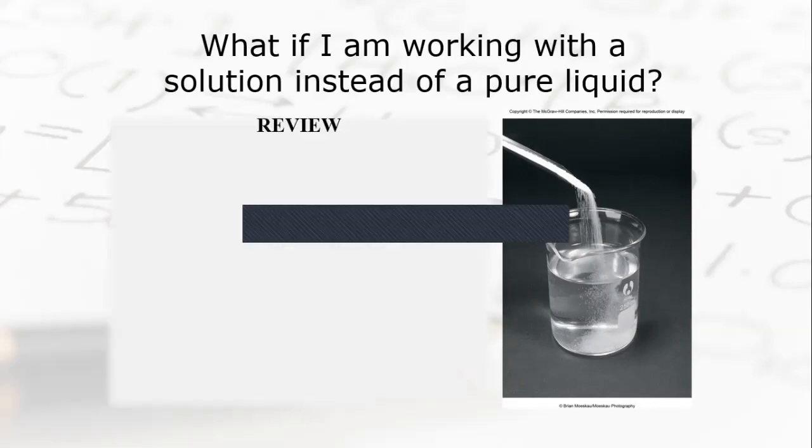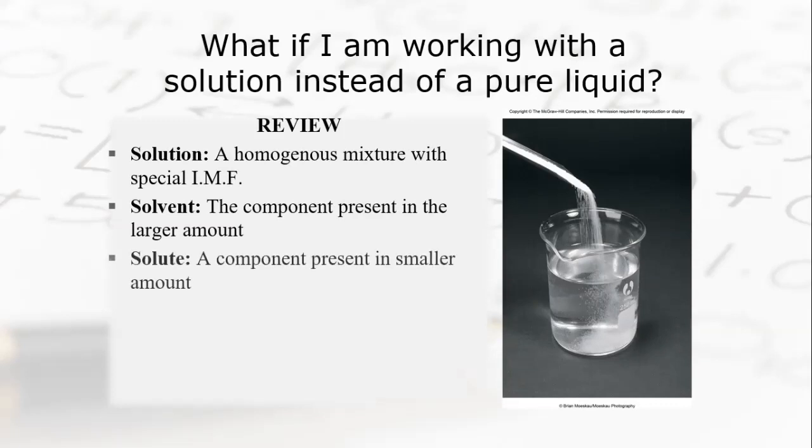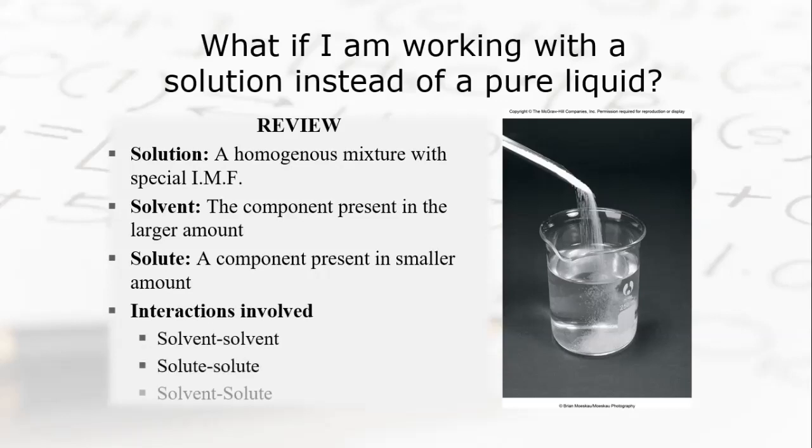Remember that we said that a solution is a homogeneous mixture with special intermolecular forces present. The solvent is the component present in the larger amount, and the solute is the component that is present in the smaller amount. Don't forget that in our model, what we said was that there are three types of interactions that we had to deal with, right? We had the solvent-solvent and the solute-solute interactions, those are the ones that have to be undone. And then you have the solvent-solute interactions. These are the ones that are going to be formed.